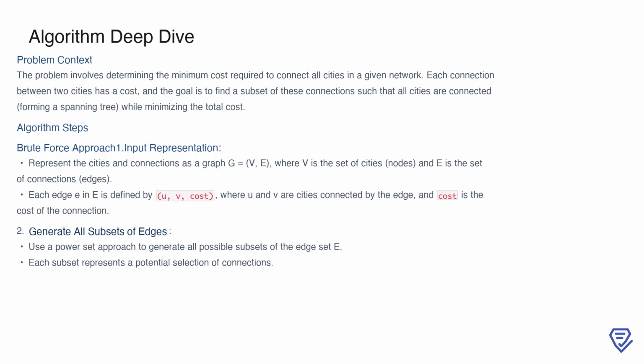To approach this, we start by representing the cities and their connections as a graph. Here, the cities are nodes, and the connections between them are edges, each defined by the two cities it connects and the cost of that connection.